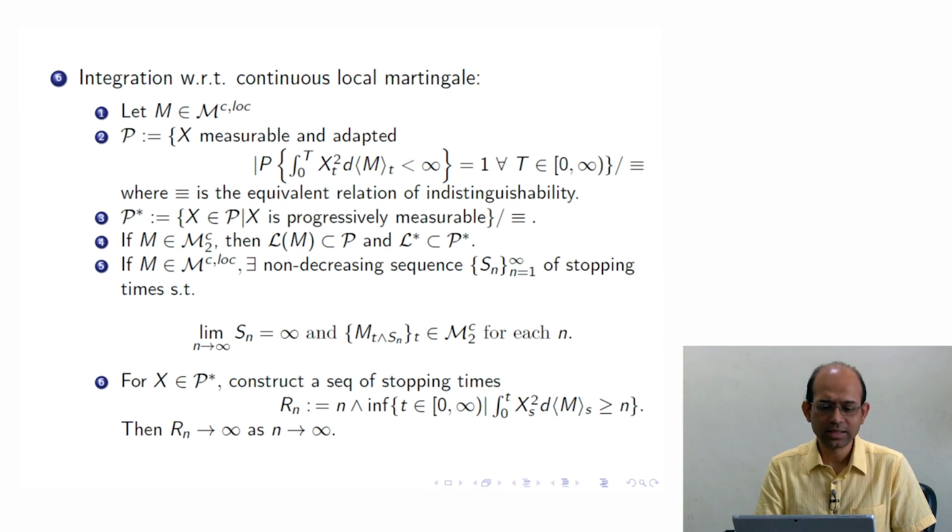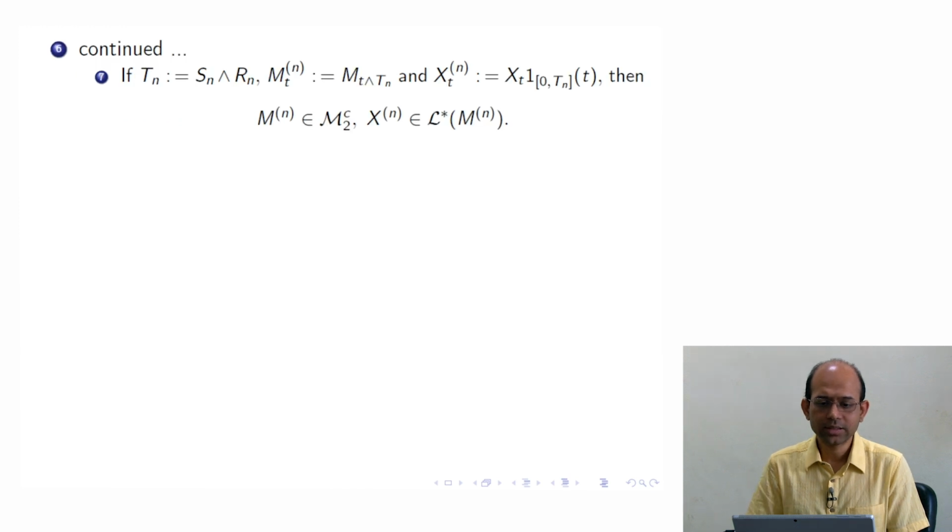So actually these are results. These results are not very immediate or obvious, they need proof. However, we are just stating these results here. Then Rn tends to infinity as n tends to infinity. Next, we consider the minimum of Sn and Rn.